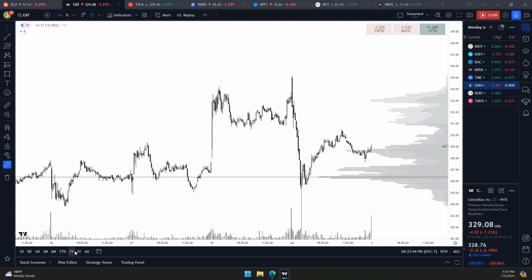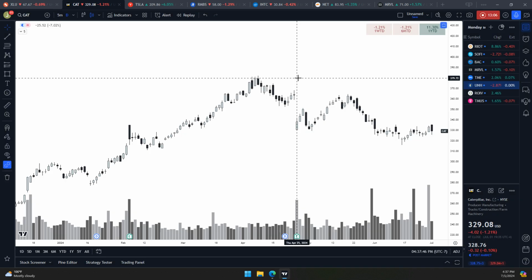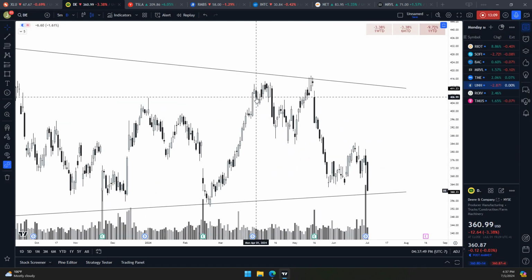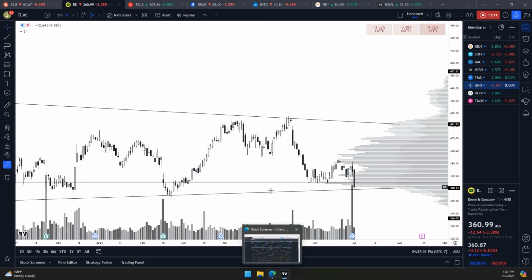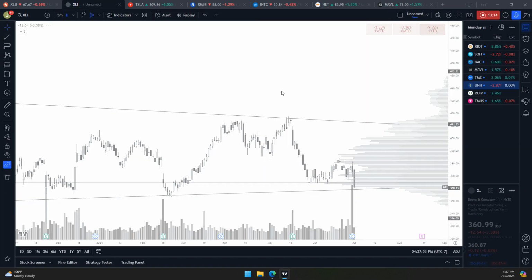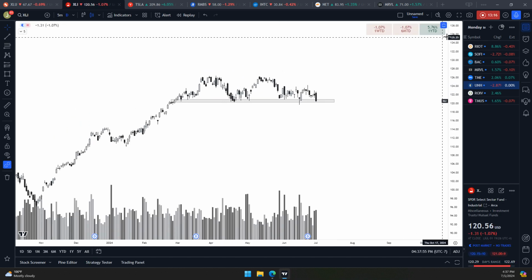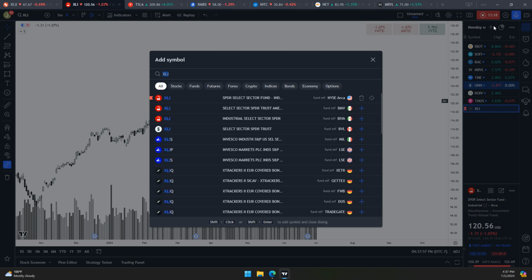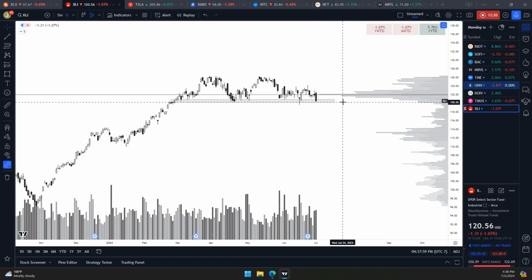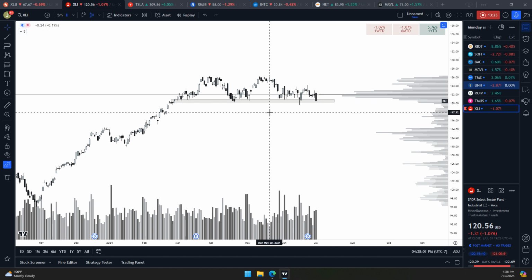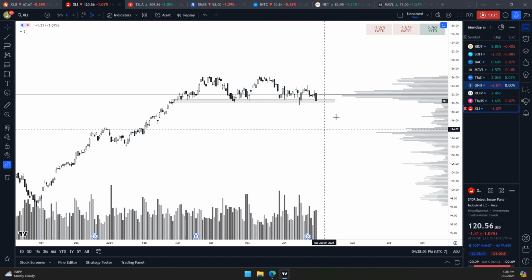It didn't close bad, but DE too. DE got poof. I'm not really sure what happened there. I think XLI in general got, yeah, and I'm just going to have this set up. That wasn't something I saw in the scan, but XLI, if you get a breakthrough to that 120, you got a gap right there. Big volume gap, honestly, to like 115.